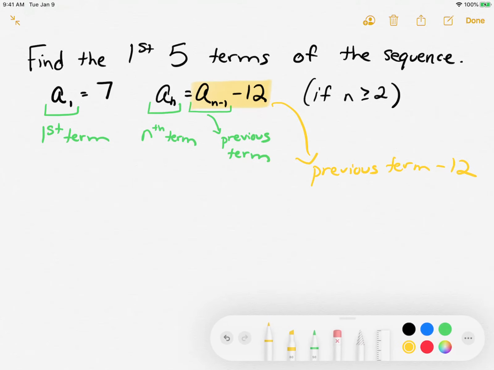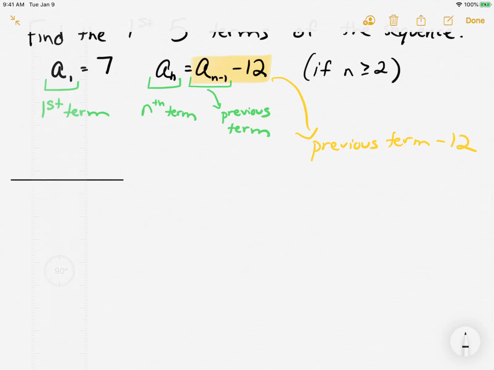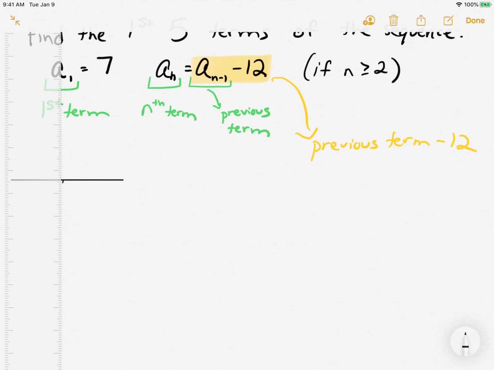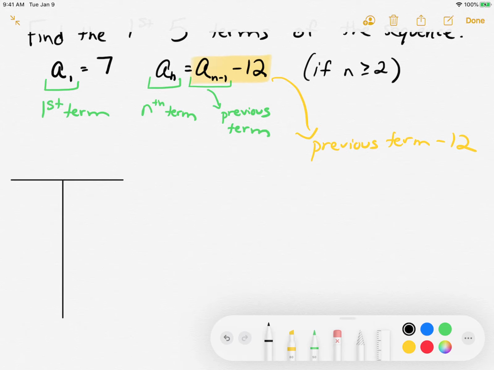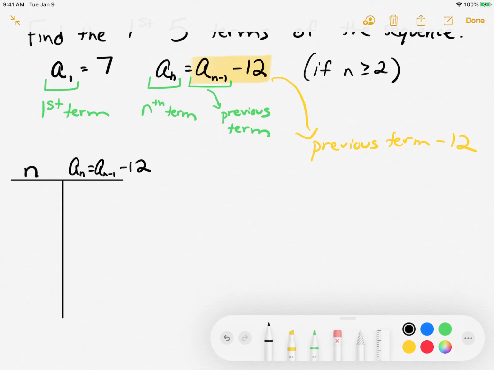So let me do a quick little table here for you. Okay. So we're going to say this is n, this is... extend this a little more.